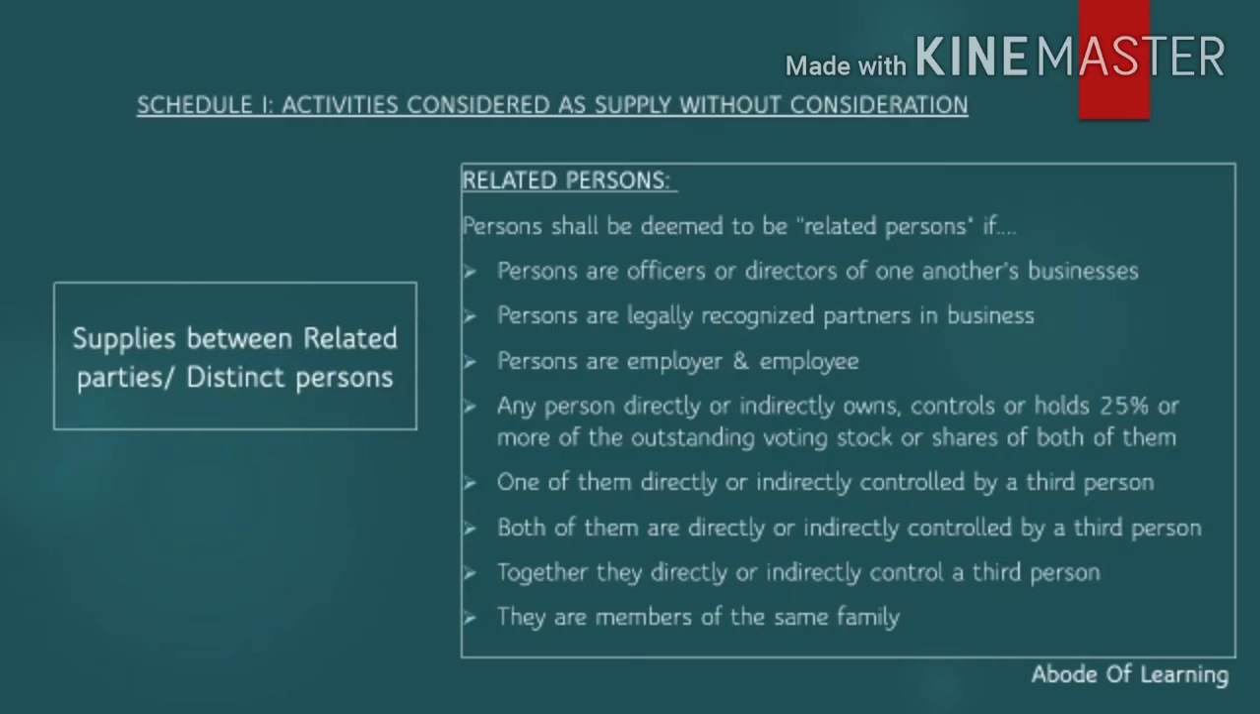Now, distinct persons. Establishments of a person with separate registration, whether within the same state or union territory or in different states or union territories, are known as distinct persons. Means though these establishments are of one single person, they have separate registration. Even within the state, they have two different registrations. So these will be considered as distinct persons. It's not just different states, but within the same state also, if they have separate registrations, then these establishments will be considered as distinct persons.